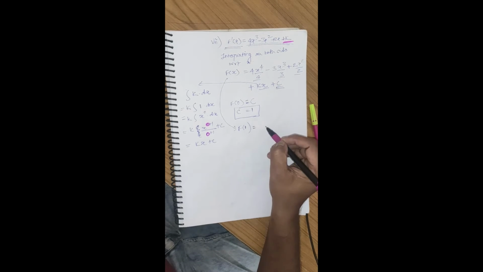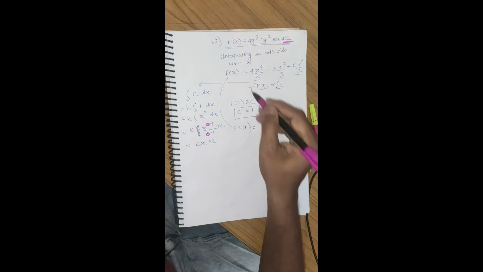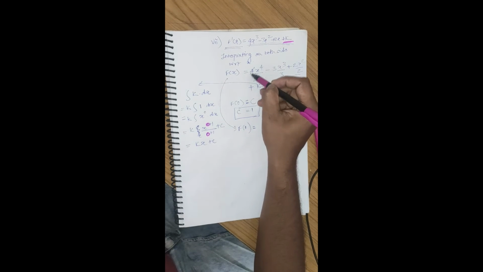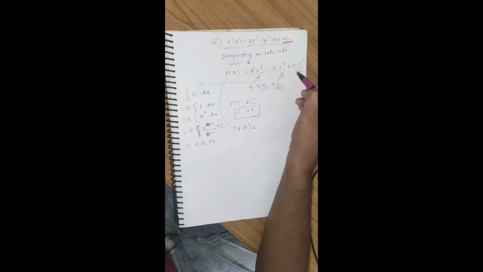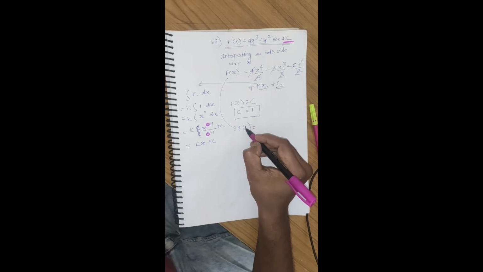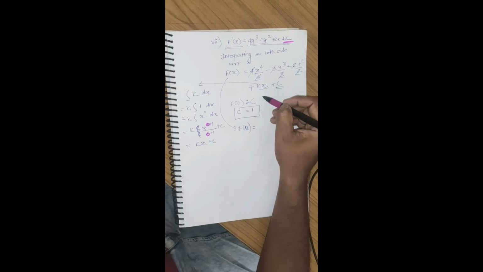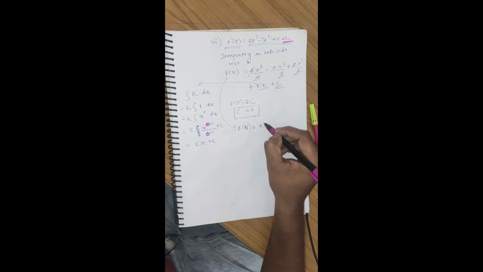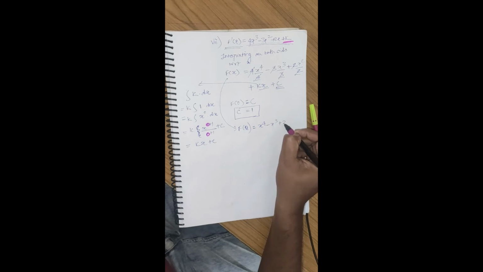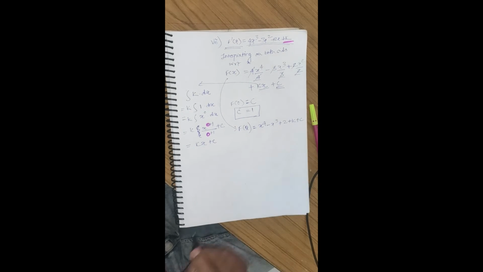Then I'll use the same formula for f of 1. Oh, I'm extremely sorry. It has cancelled. I'll write the equation again. Okay, so the equation has become x raised to 4 minus x cube plus 2 plus k plus c.